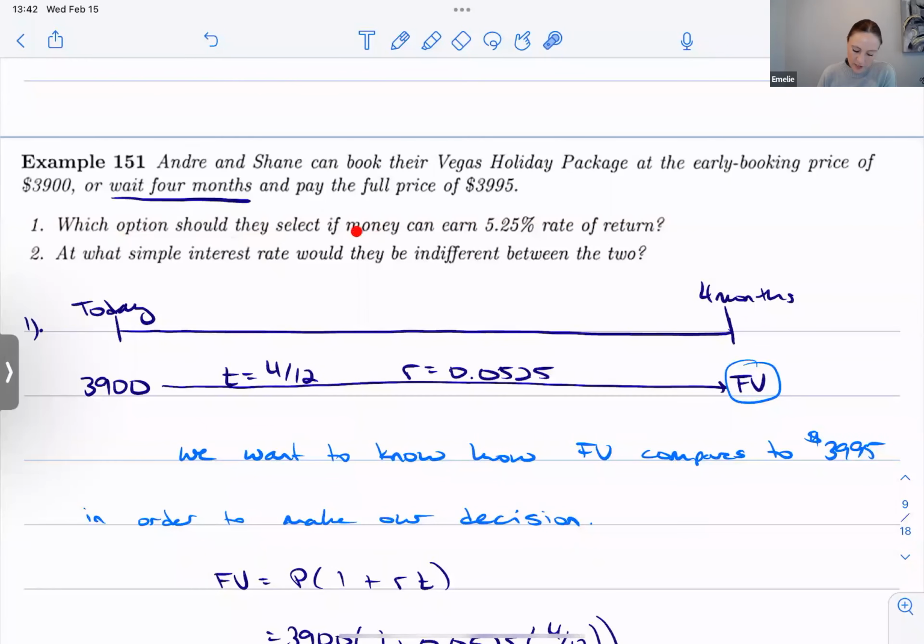So which option should they select if money can earn 5.25%? The early booking option is the cheaper option, relatively similar, but here we're pinching pennies.